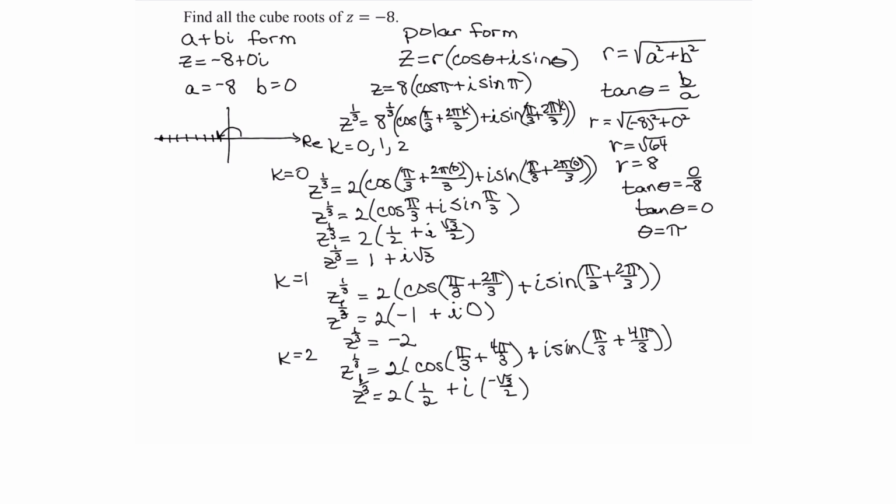Remember, 5 pi over 3 is in the fourth quadrant, so my z to the 1/3 is 1, and then 2 times i times negative the square root of 3 over 2 is a minus i times the square root of 3. And so there you have the 3 cube roots of negative 8.